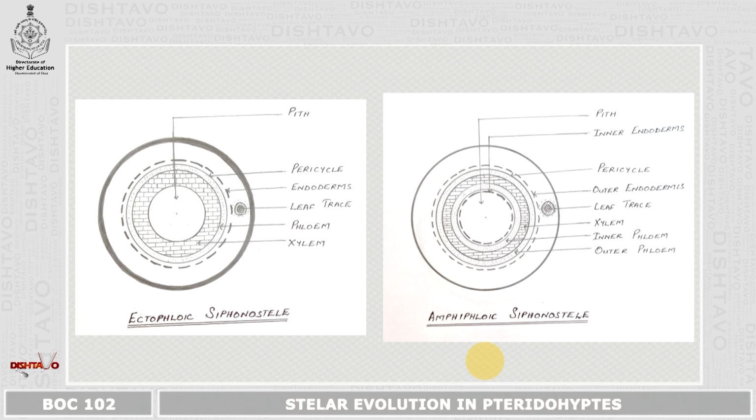Here, in the first image that you see, you see ectophloic siphonostele. Now, how is it different from the other one? If you see closely, in amphiphloic siphonostele you have two circles of phloem, one on the inner side and the other on the outer side, and in the center, between the two patches of phloem, the internal phloem and the external phloem, you have the xylem. Whereas in ectophloic siphonostele, you see phloem only over here, and on the inside of the xylem you have this big circle, that is the pith.